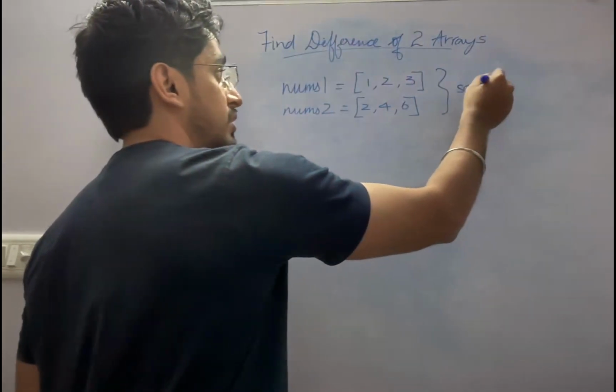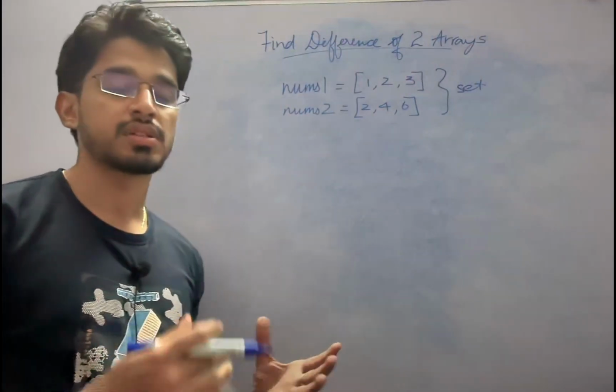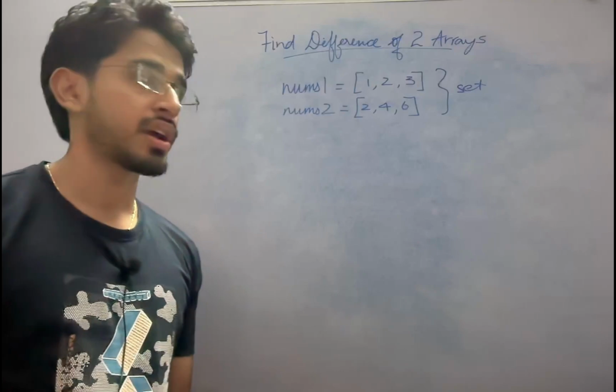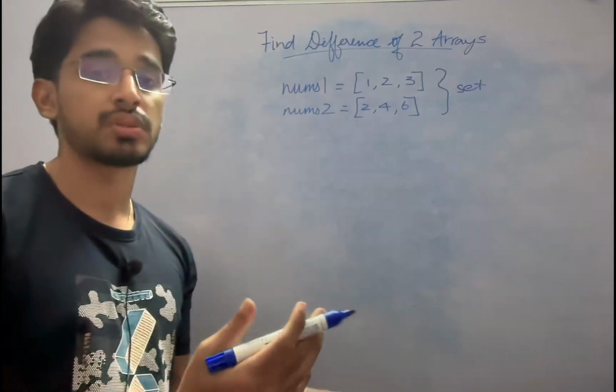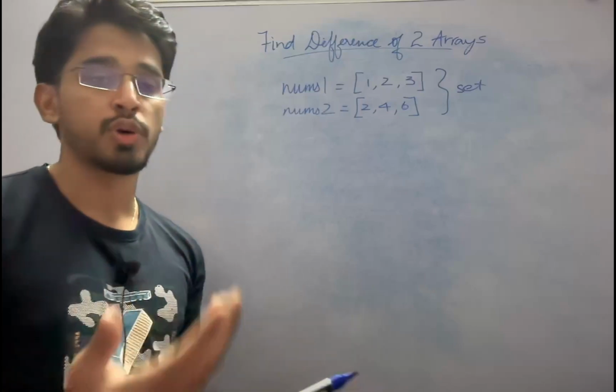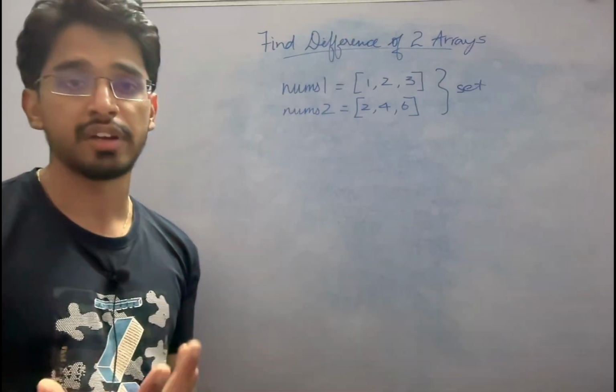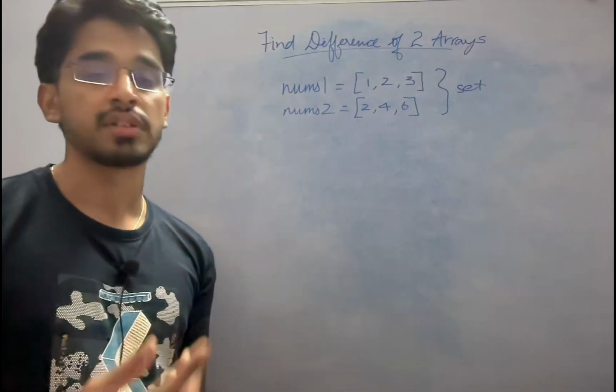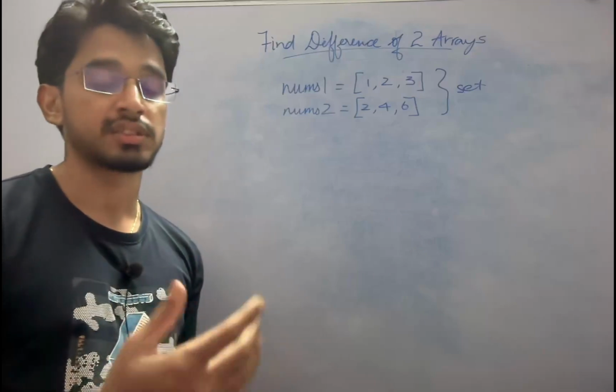So we can just use the set data structure in JavaScript. It will hold unique elements, and if there are duplicate elements, they will get converted to an array of unique elements. So there is no point in checking duplicate elements as well, right?